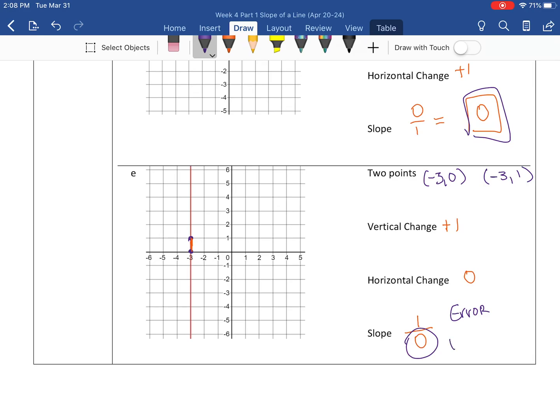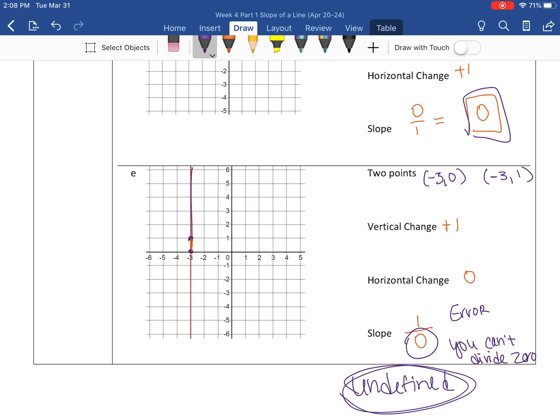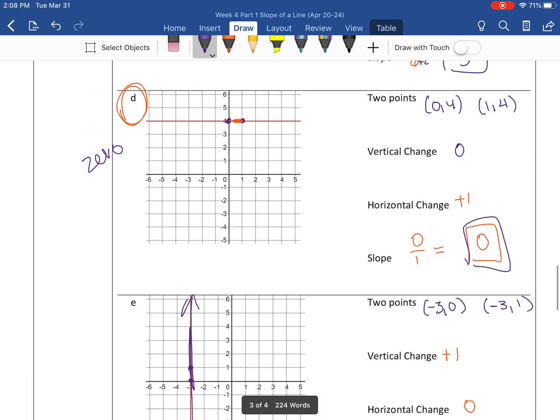And that's because you cannot divide by 0. You cannot divide by 0. And so since you can't divide by 0, that's why this is an undefined slope. So we would say that our slope is undefined. So anytime you have that vertical line, this is our vertical line, anytime that happens, your slope will be undefined. And again, it's because you can't divide by 0.